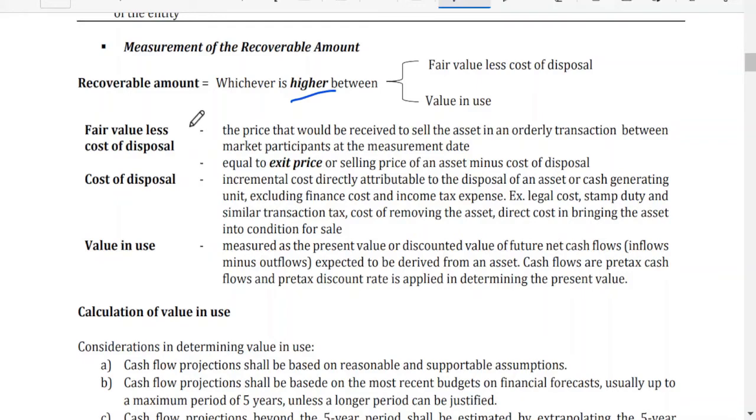less cost of disposal. The other value or amount that we need to figure out would be the value in use. So the value in use is measured as the present value or discounted value of future net cash flows, which is the difference between your inflows and outflows, expected to be derived from an asset. The cash flows are pre-tax cash flows and pre-tax discount rate.